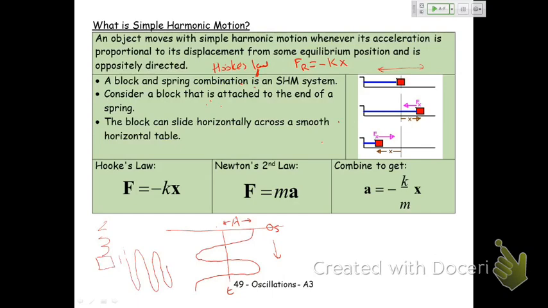So it's simple harmonic motion. And we consider a block attached to the end of a massless spring. The mass is in the block, it's not in the spring. As far as we're concerned, the block can slide horizontally across a smooth horizontal table. So here's my picture. When I displace my spring end to the right, the restoring force is to the left. And when I displace my spring end to the left, the restoring force is to the right.